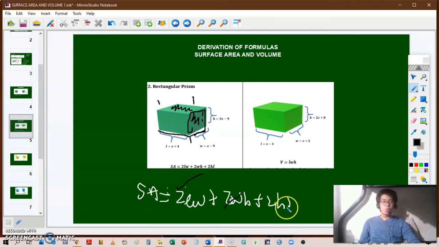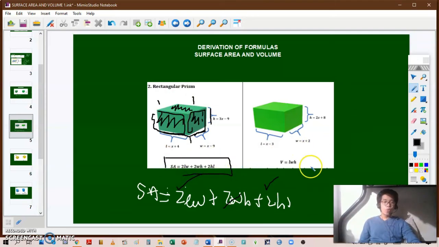And then lastly, we have 2 times height times length. This is the height, this is also the height, and this is the length. So we have this surface right here, and of course, there's another parallel face on the other side, so that's where we got 2 height times length. That's how we got the surface area of a rectangular prism.